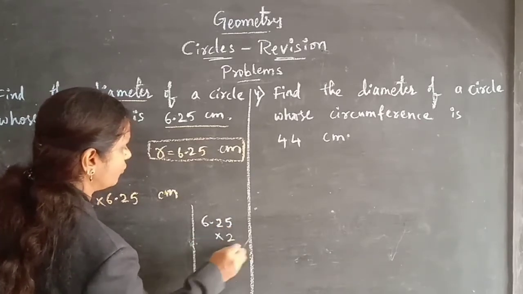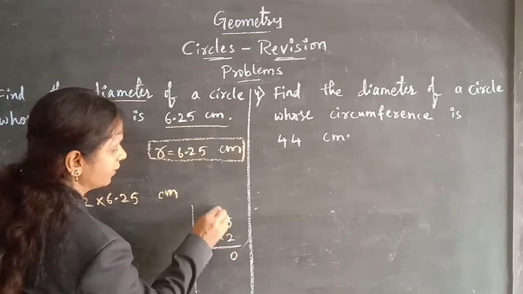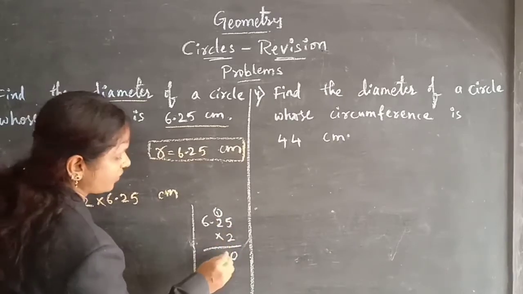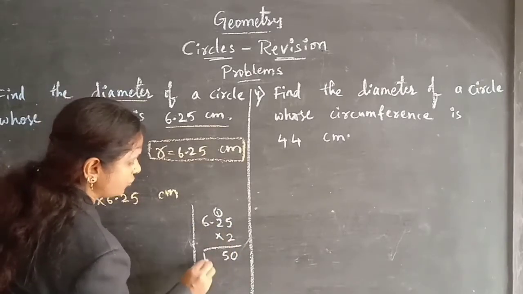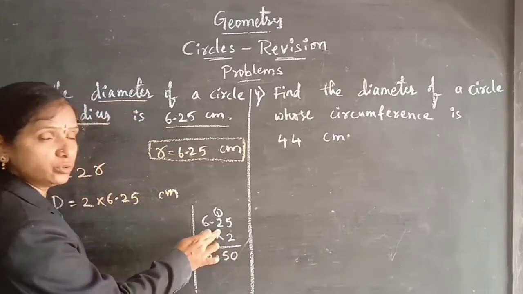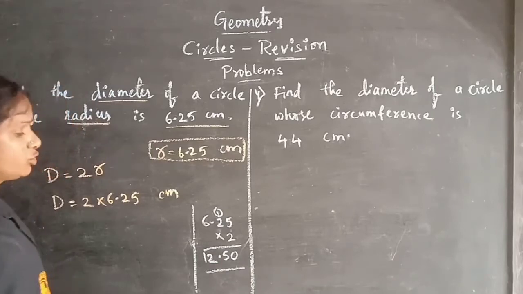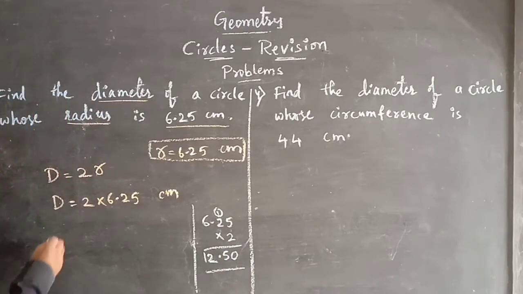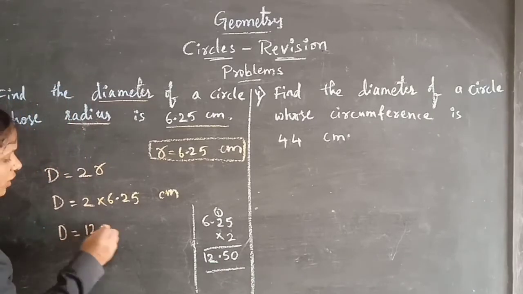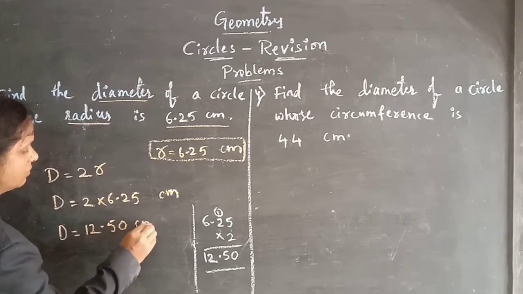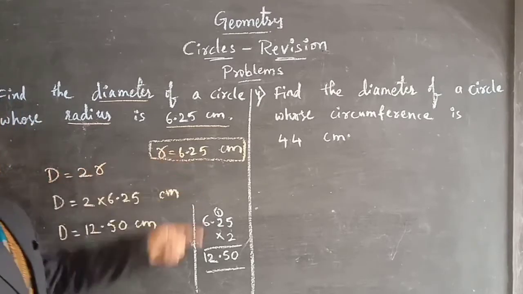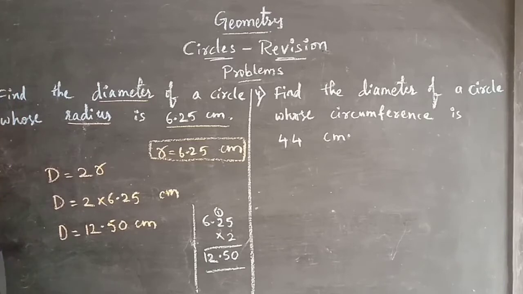6.25 into 2. 2 fives are 10. 2 twos are 4 plus 1, 5. 2 sixes are 12. And here we have 2 digits before the point, so here also we need to keep 2 digits before the point. Nothing but 12.50. So the diameter value is 12.50 centimeters when the radius value is 6.25 centimeters.